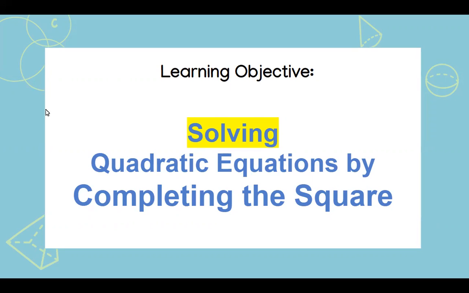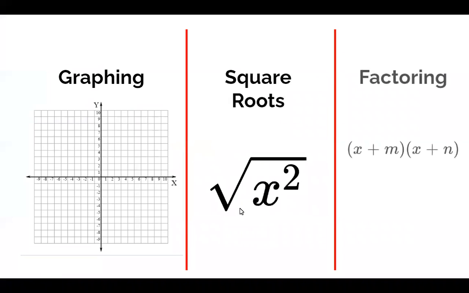Then we're going to go into our examples. We only have 2 examples, and then your turn. All right, ready, listos, here we go. Like I said, we've already been through the 3 methods: graphing, square rooting, and factoring. We're going to work more on factoring tomorrow because I feel like that's where we need the most help. Next, we're going to complete the square.